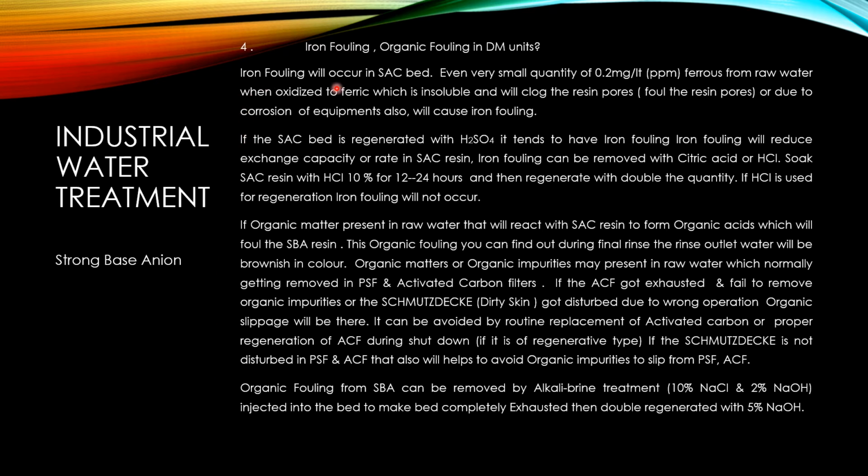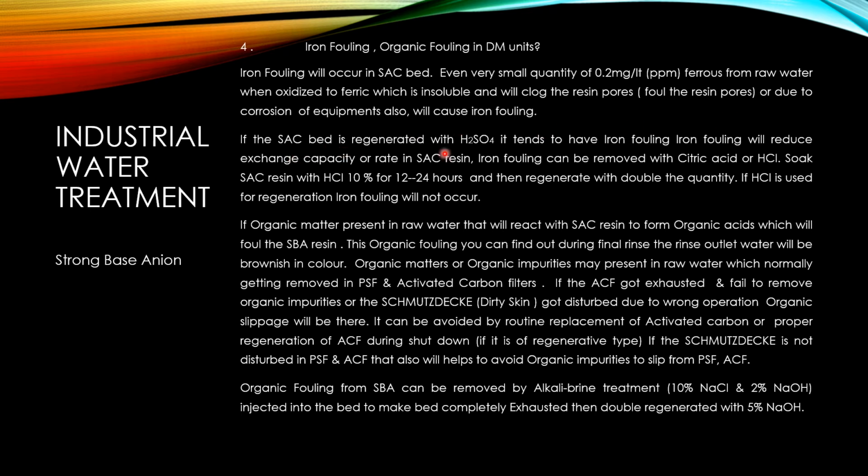Iron fouling will occur in strong acid cation, even if a very small quantity of iron is present in raw water, like 0.2 milligram per liter or 0.2 ppm of ferrous. When it gets oxidized to ferric, which is insoluble, that will clog the resin pores. That will foul the SAC resin. So due to this, fouling occurs in SAC. Also, corrosion of equipment will lead to iron fouling in SAC resin.